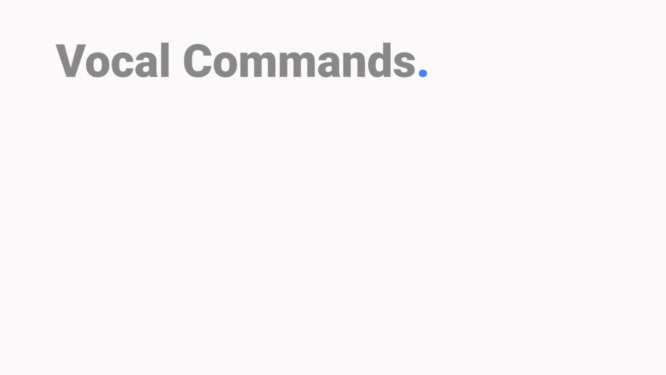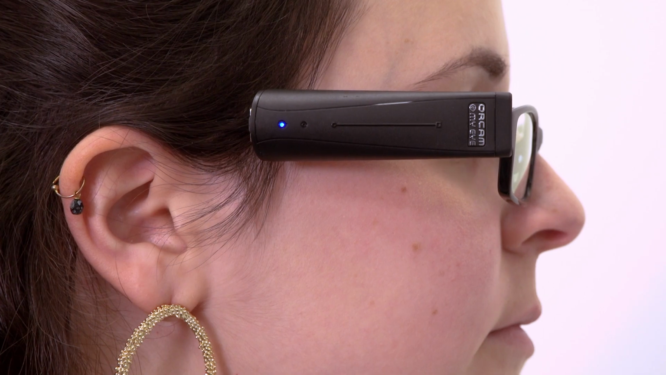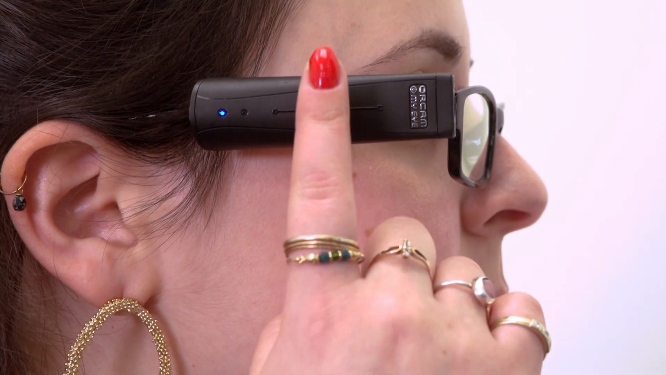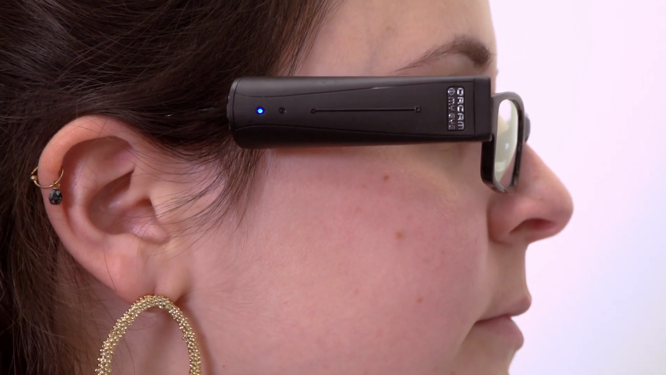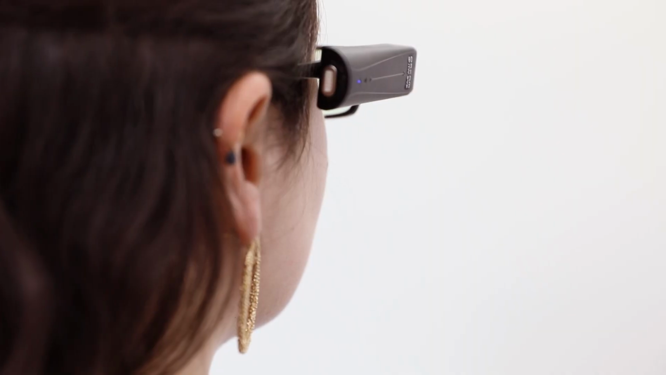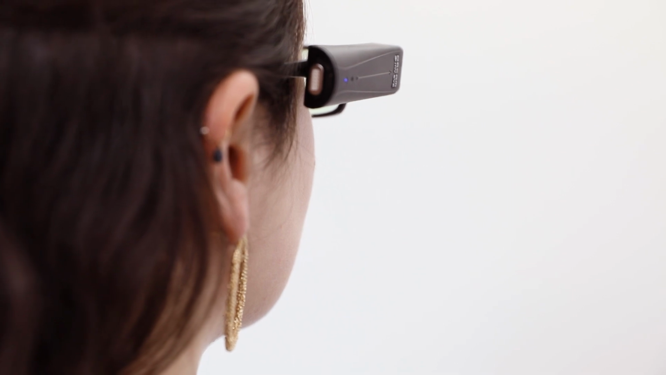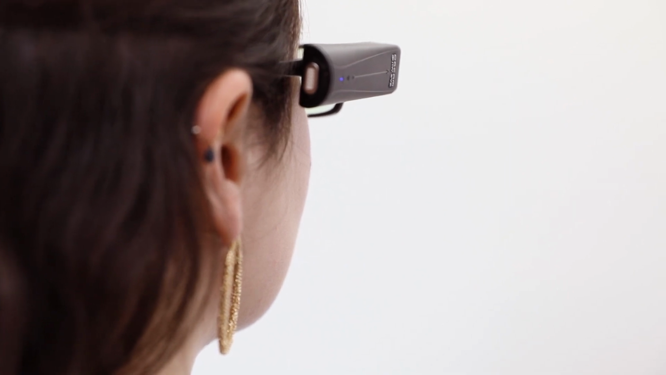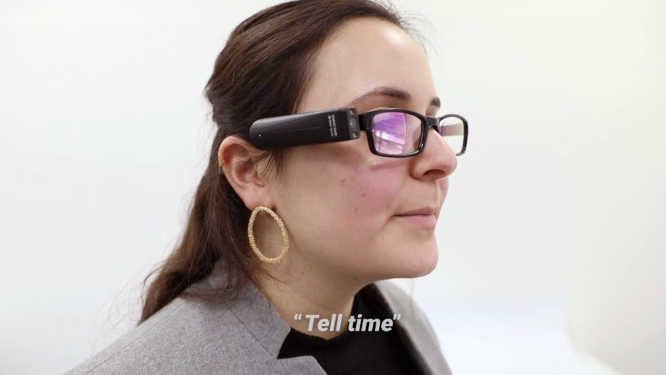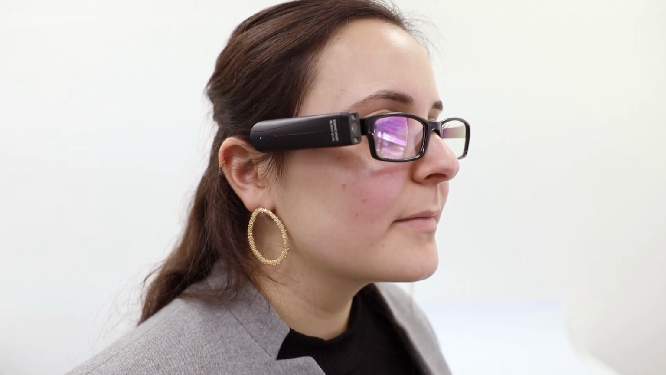You can control and activate some features on your device using vocal commands. To use this feature, double tap the touch bar. You will hear, say a command after the long beep, and you will hear a confirmation chime. The device will then announce the requested information. For example, tell time. The time is 8:25 a.m.